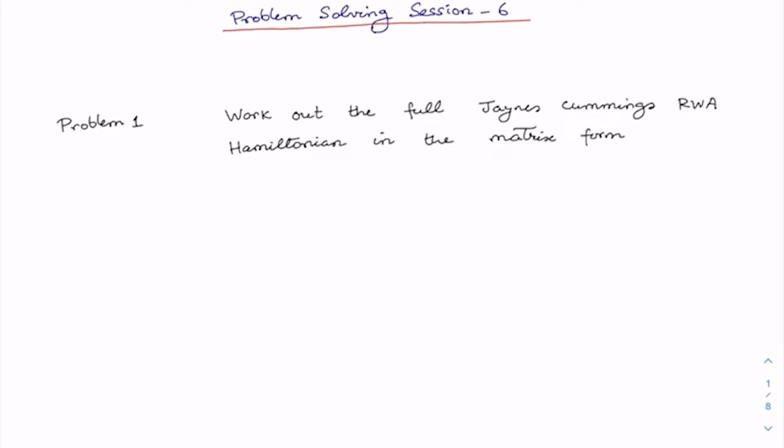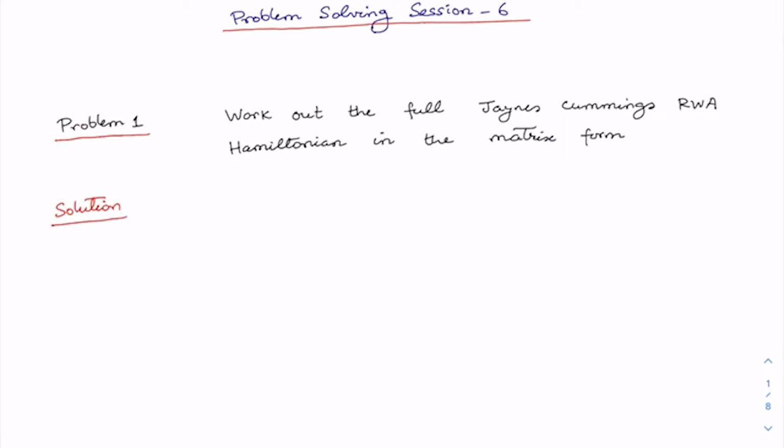Welcome to this problem solving session number 6. In this problem solving session, we are going to solve problems related to the Jaynes-Cummings model primarily. Problem 1 says you have to work out the full Jaynes-Cummings RWA Hamiltonian in the matrix form. We have done it in the class, but we skipped certain steps. Let me now fill up the gaps here.